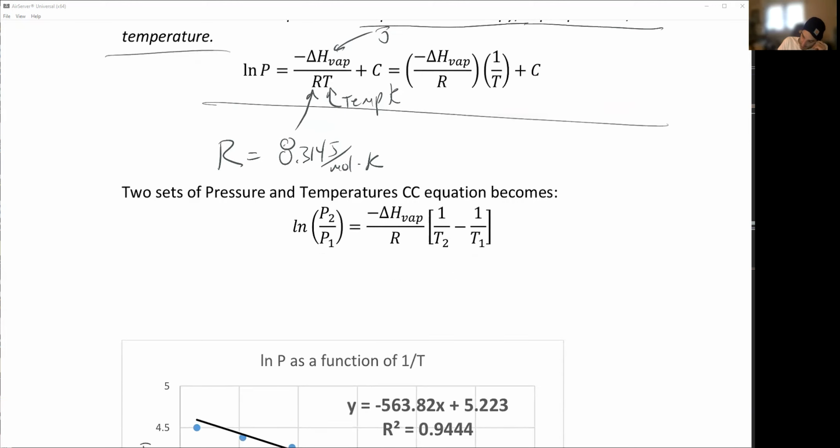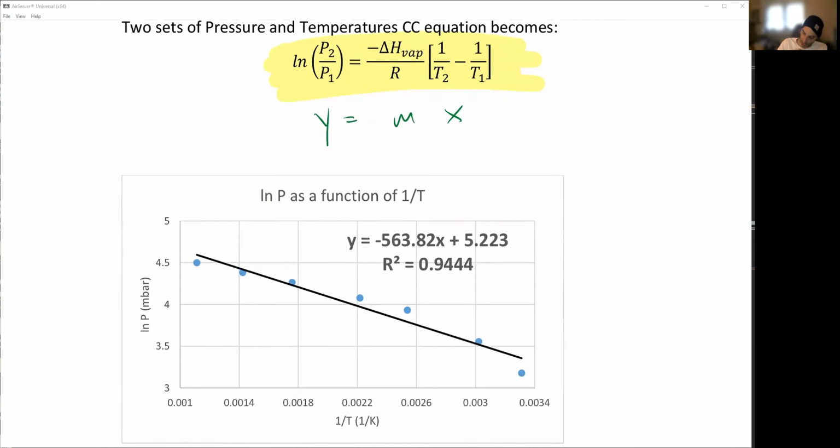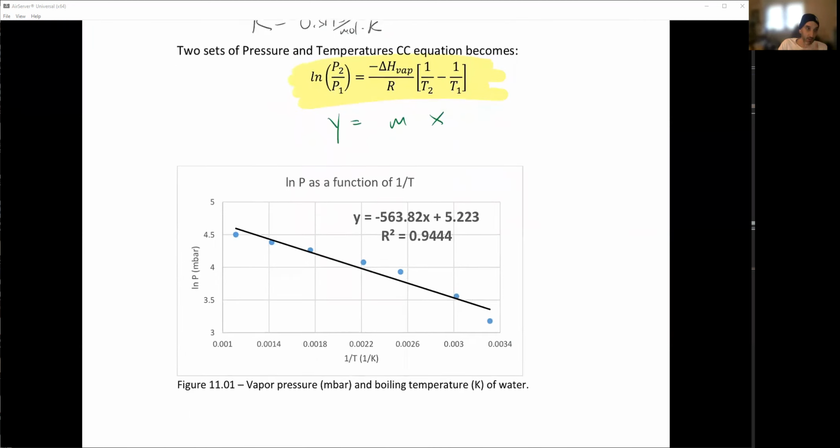This is the one that I want you to know though, because this is where we're typically going to use it in this type of form. When we have two sets of pressures and temperatures, we have this Clausius-Clapeyron equation. When rearranged, it is y equals mx, so this is actually going to be a straight line. If we look at the Clausius-Clapeyron equation that I plotted, your m, your slope, is going to be negative delta H of vaporization all over R.